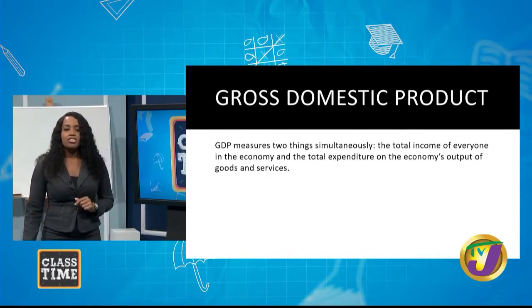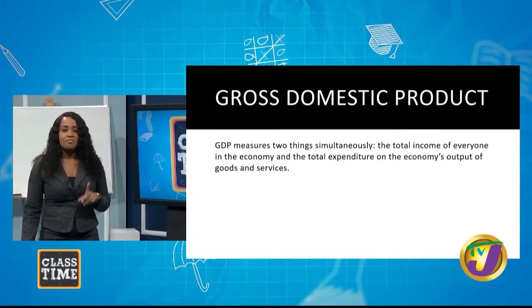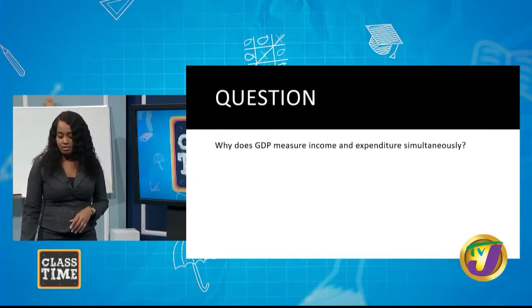And GDP measures two things simultaneously. It measures income and expenditure. So the income that people earn, that's the same income that they spend to consume goods and services, and that's why GDP measures those two things simultaneously.